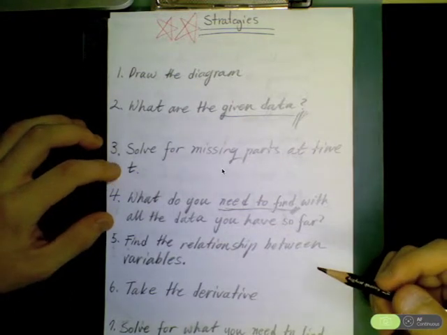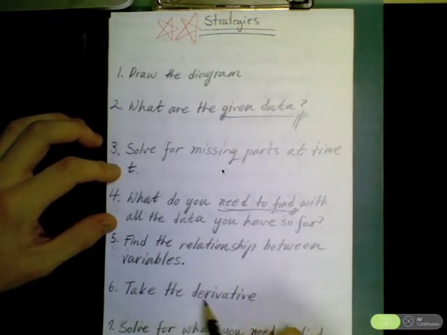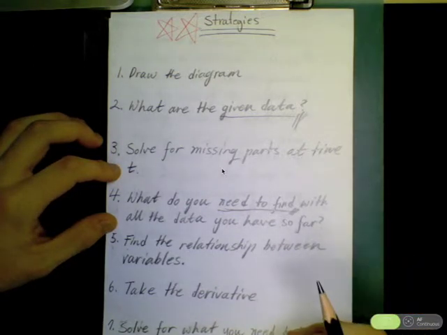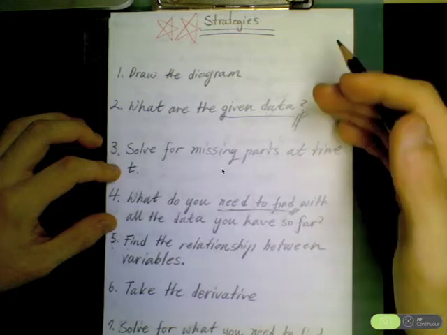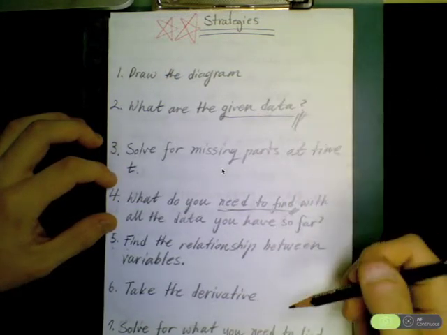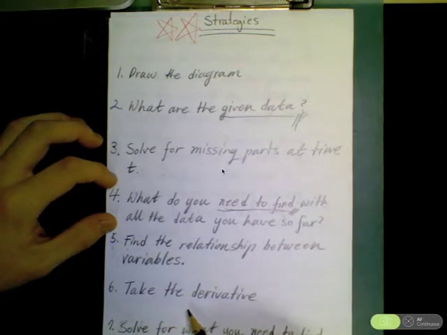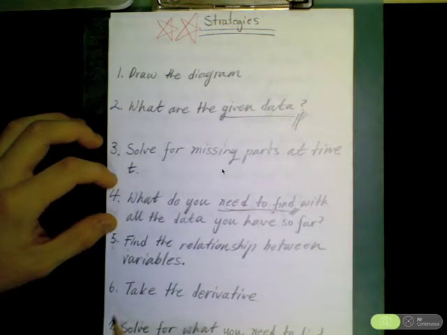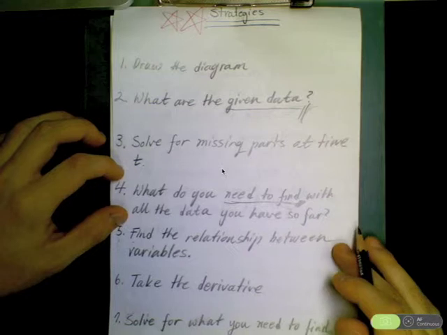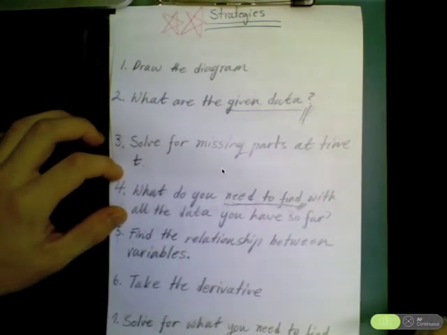And the 6th step is taking the derivative. Once you've got the equation, you take the derivative of that equation, and you can plug in all these data and variables into the equation that you just took the derivative of. And the 7th step is solve for what you need to find. So basically, once you plug stuff in there, you will find what you have to find in the end.